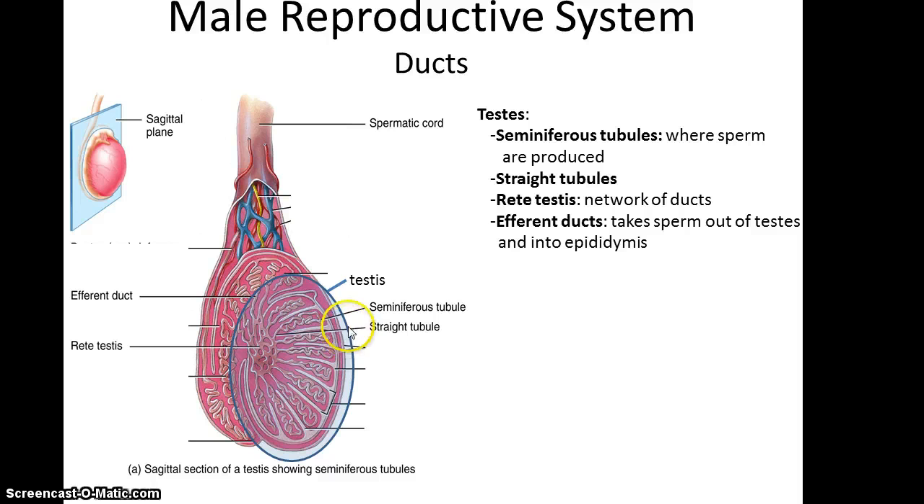Alright, so we have our immature sperm cells being produced in the seminiferous tubules. From here, after they are produced, they will travel through the straight tubules into the rete testis, and from here, this network of ducts will eventually lead through an efferent duct to allow the immature sperm to exit into the epididymis.